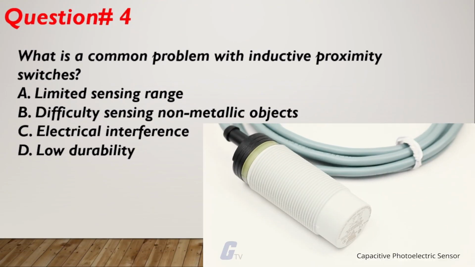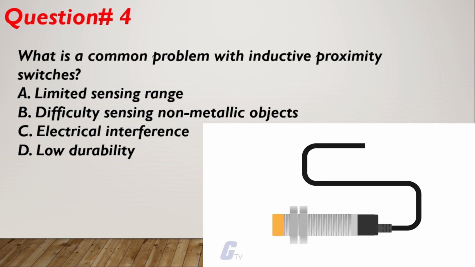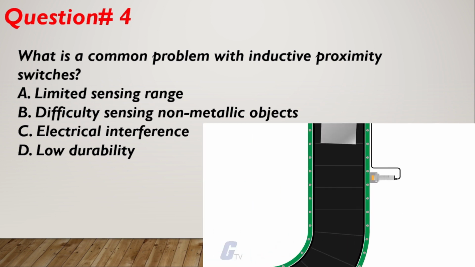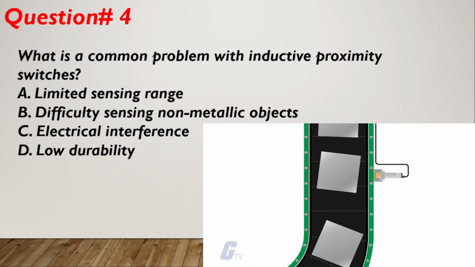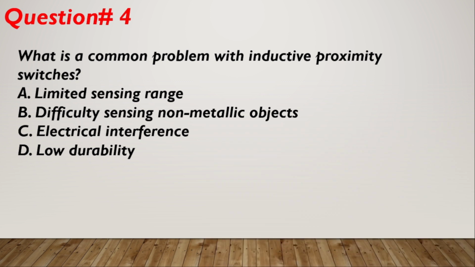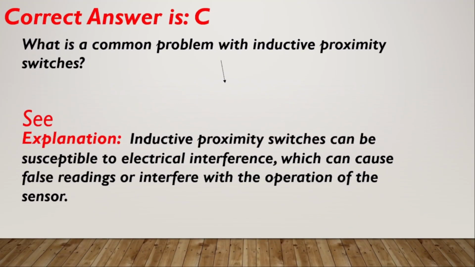Question number 4. What is a common problem with inductive proximity switches? A. Limited sensing range, B. Difficulty sensing non-metallic objects, C. Electrical interference, D. Low durability. Correct answer is C. Electrical interference.